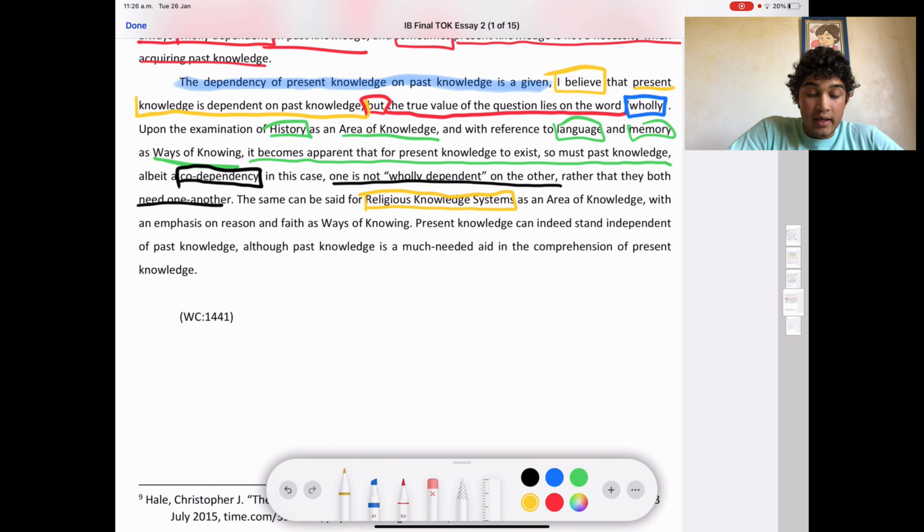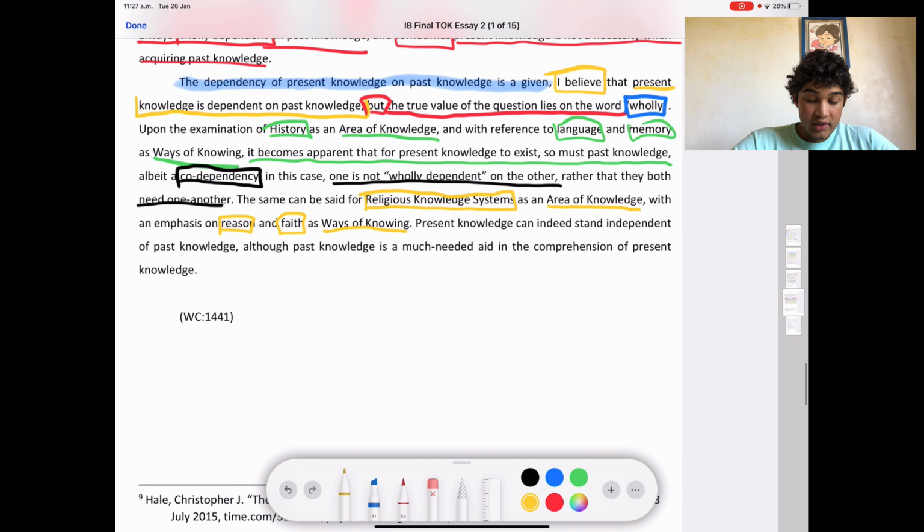It can be said that religious knowledge systems, as an area of knowledge, with an emphasis on reason and faith, as ways of knowing. Again, I'm signposting, I'm saying this is everything I investigated. If you look back at my essay, at my paragraph, this is what you'll find, and this is what you need to give me an A.